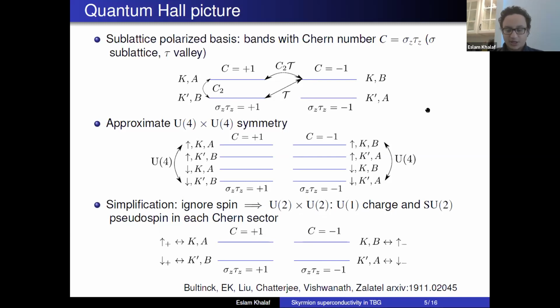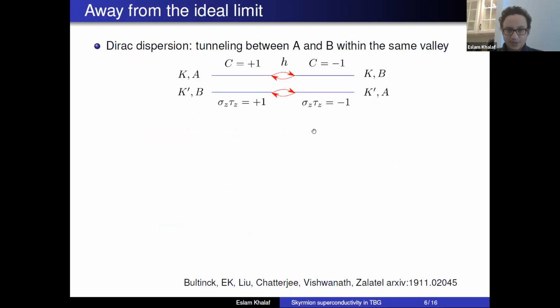Once we go away from this ideal limit, there's 2 types of perturbations one needs to take into account. The first is the dispersion. So in this model, dispersion is assumed to be 0, but the realistic bands have an actual dispersion. And in particular, when we add interactions, it enhances this dispersion. So there's some substantial dispersion. And in the quantum Hall picture, this dispersion appears as tunneling between these bands. It's essentially a tunneling that connects bands living in the same valley, but on opposite sublattices.